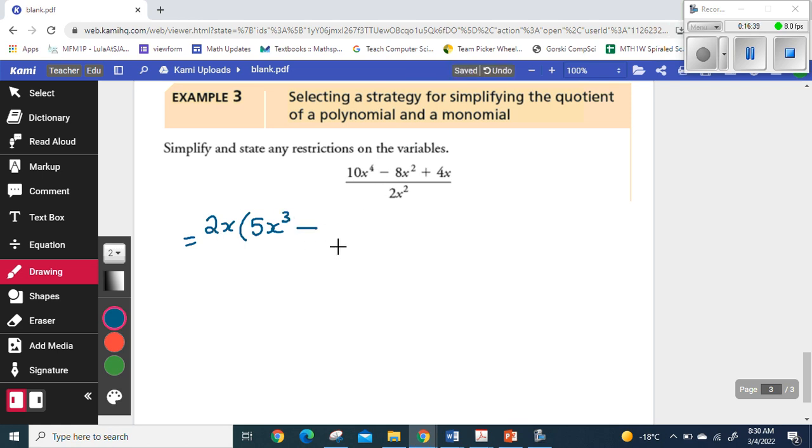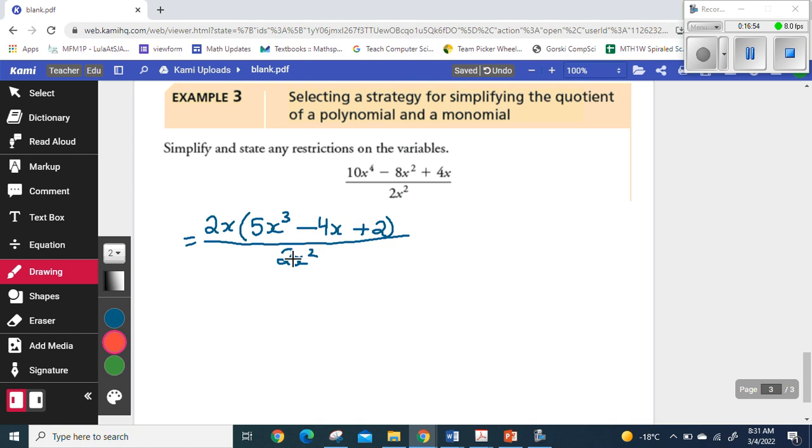Minus 2 goes into 8 4 times. X comes out, so 1x stayed behind. Plus 2 goes into 4 twice. 1x came out, so that's where we got. All divided by 2x squared.